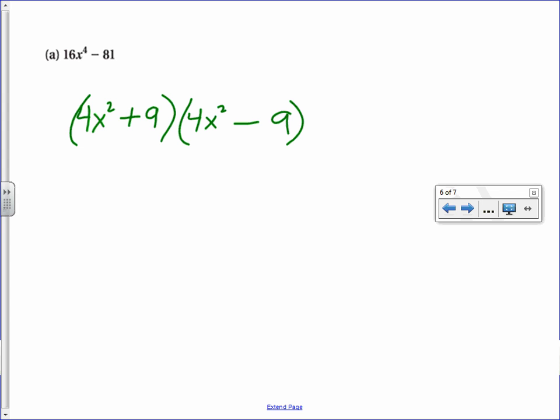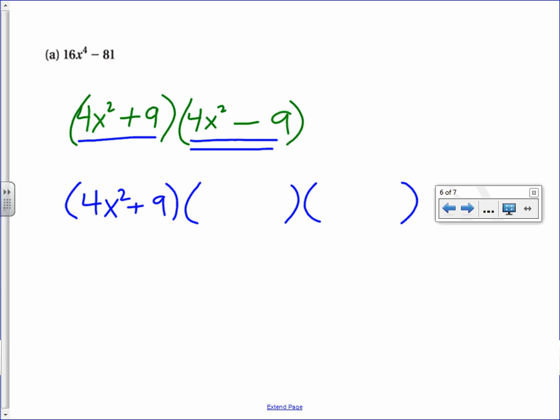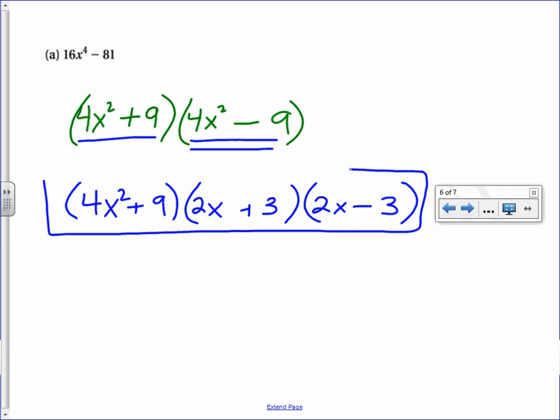But you guessed it, we can't stop there. Look at your two parentheses and see if you can go further. This first one's done. When you have perfect squares with an addition sign, you can't go further. But two perfect squares with subtraction in the middle is the difference of squares. Our first parenthesis stays as it is. Our second one gets broken down. 4x squared is going to become 2x and 2x. And minus 9 will become plus 3 and minus 3. All of this together is our final factored answer.